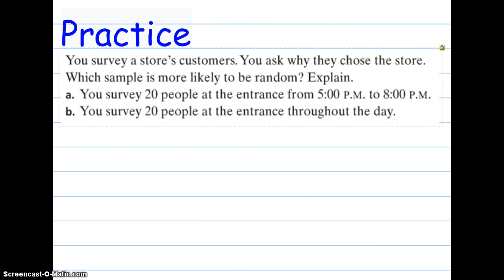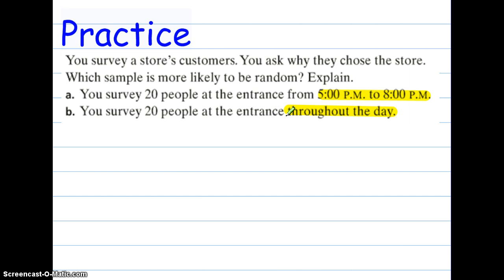Okay, and you could take as many or as little notes as you need to on this. And this practice problem is talking about a survey. So you survey a store's customers. You ask why they chose the store. Which sample is more likely to be random? And explain. Okay. Well, letter A is you survey 20 people at the entrance from 5 p.m. to 8 p.m. Okay. Well, the key point to this is it's from 5 to 8. 20 people at the entrance from 5 to 8. And B is you survey 20 people at the entrance throughout the day.